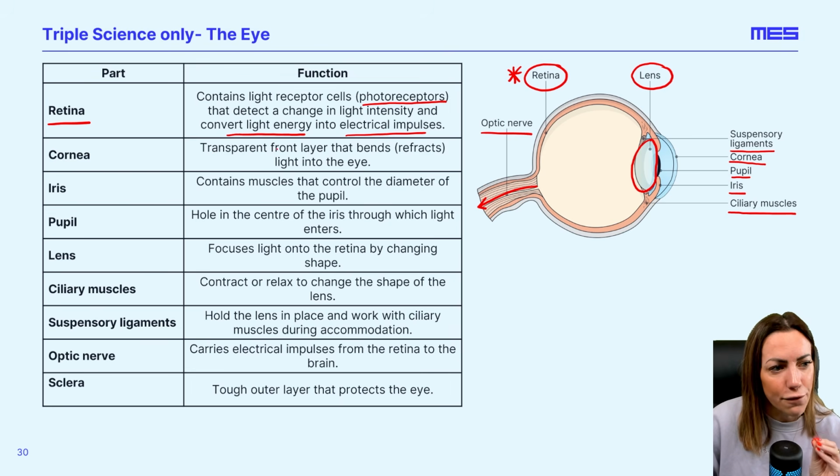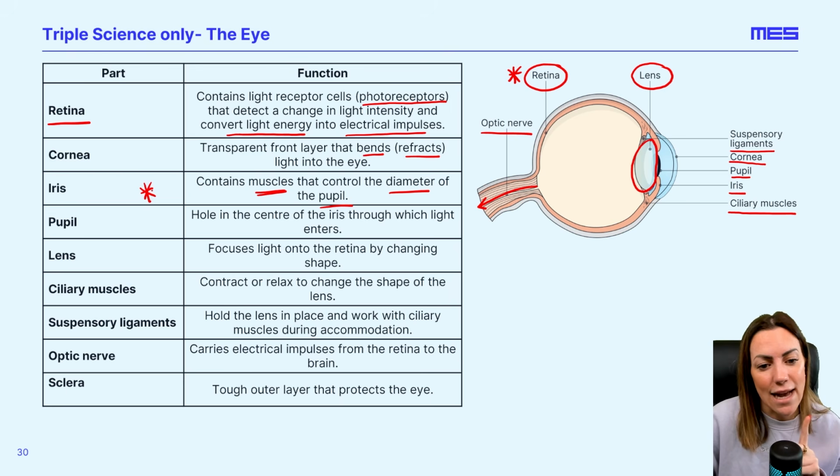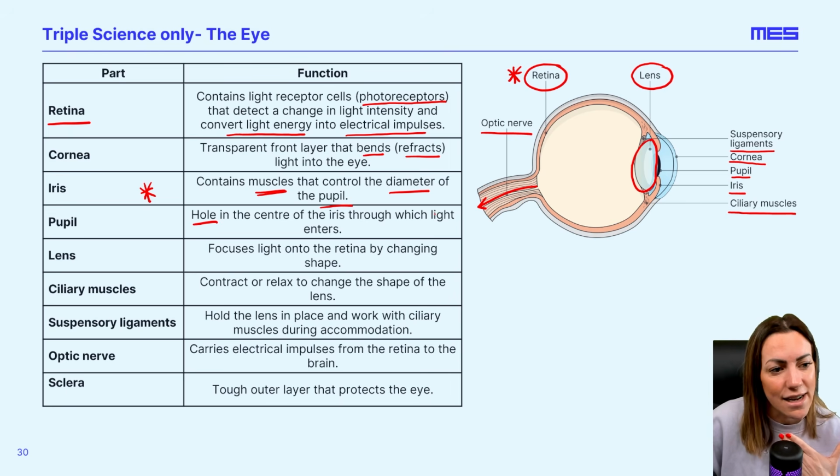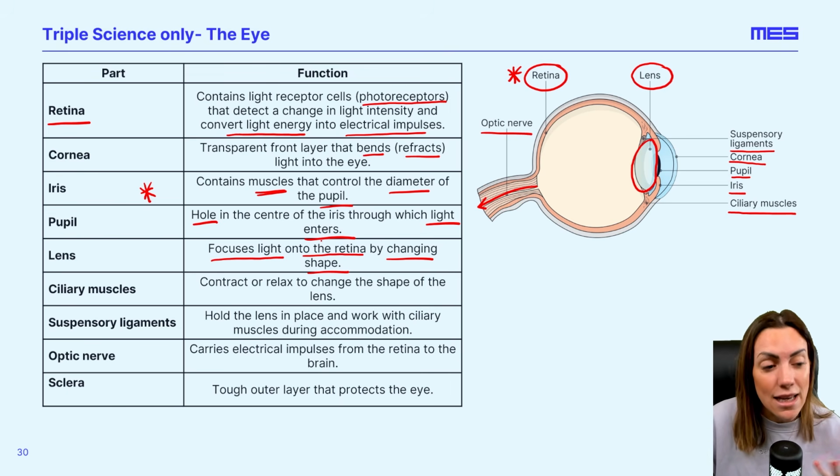The cornea, which is at the front of the eye, is transparent, so it lets light through, and it bends or it refracts the light as it enters the eye. The iris, which we said is the coloured part of your eye, contains muscles that help to control the diameter of the pupil. And we're going to look at this in much more detail because that is something you need to understand. The pupil is just the hole in the centre of the iris, and that's where light enters your eye. The lens can change shape. And the reason for that is so we can focus the light onto the retina so we can see images.